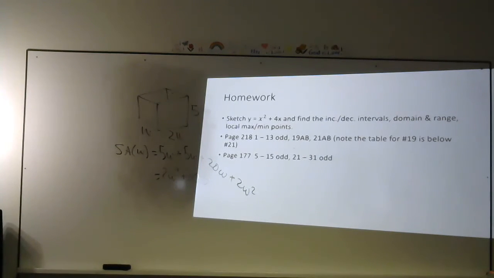Homework. I've got an extra problem. I want you to sketch the parabola, find increasing, decreasing intervals, domain and range, local max min points. To sketch that parabola, you might want to make a table with x's and y's, or if you find the zeros, set it equal to 0 and find where the parabola crosses the x-axis. Might be a little bit easier. A bit of a hint there. Good luck.